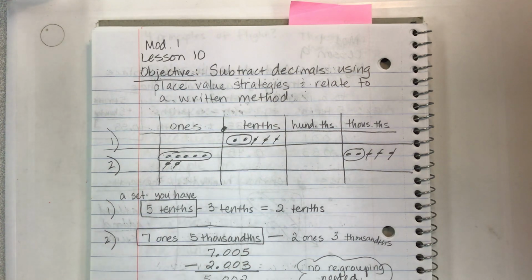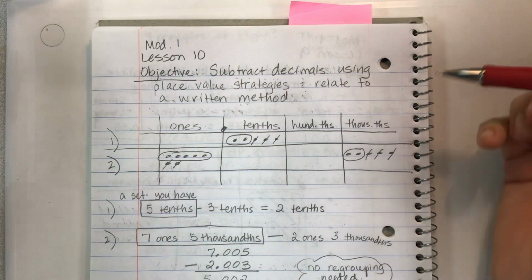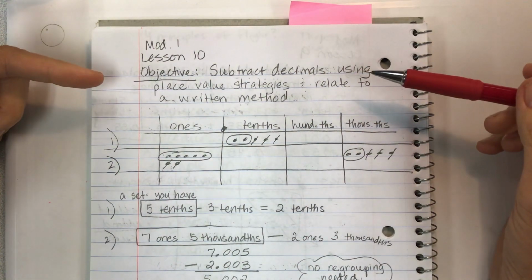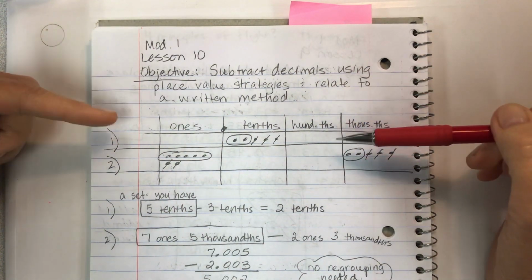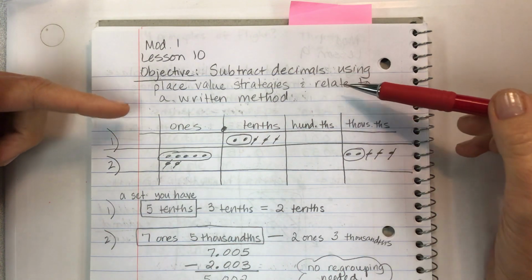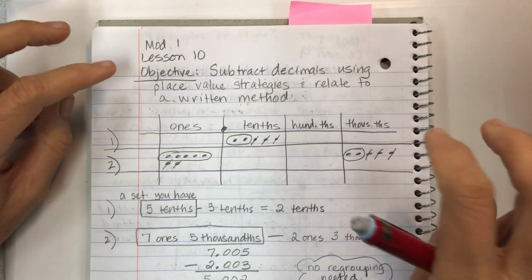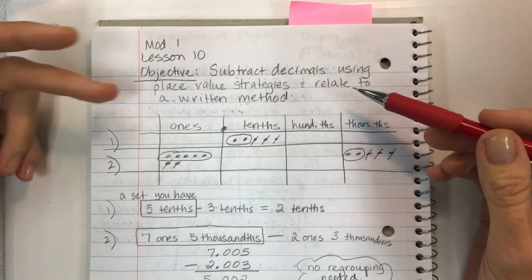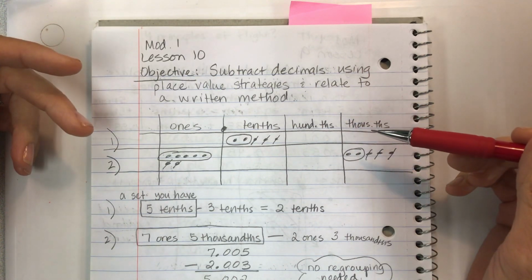This is Module 1, Lesson 10 for Grade 5 Eureka Math. And today we are going to be subtracting with decimals. So we're using these place value strategies and we're relating to a written method. That just means that we're on our way to using the standard algorithm.